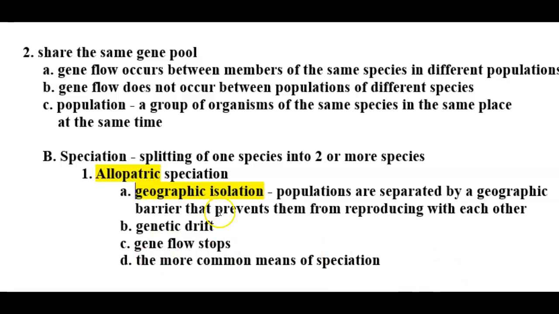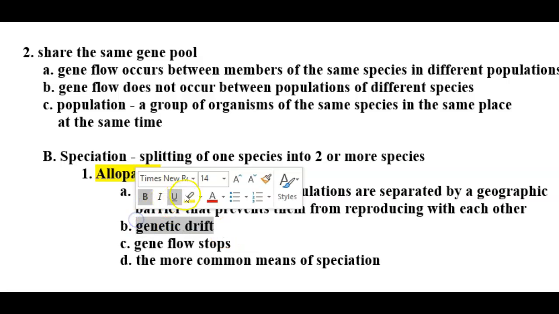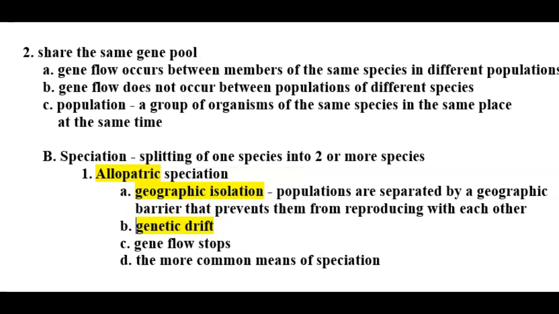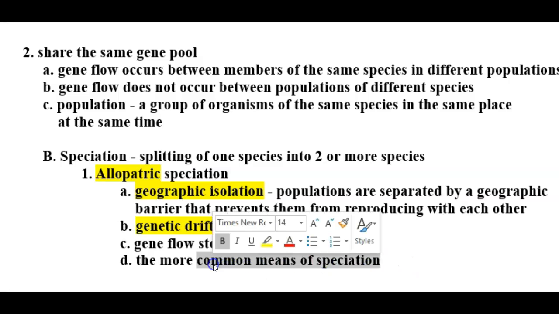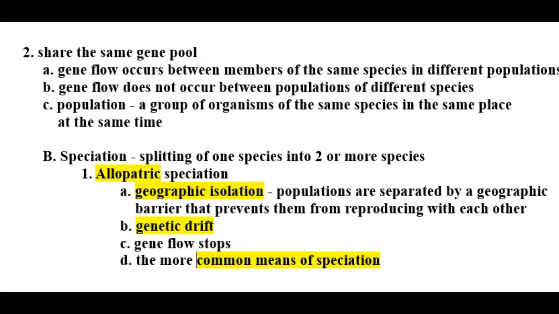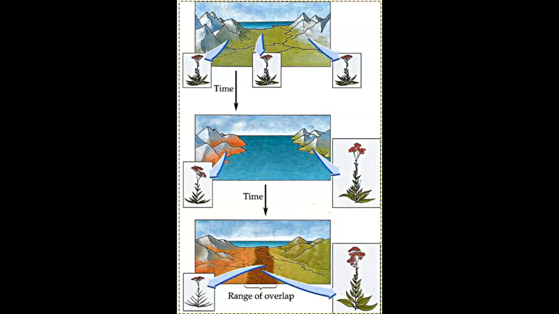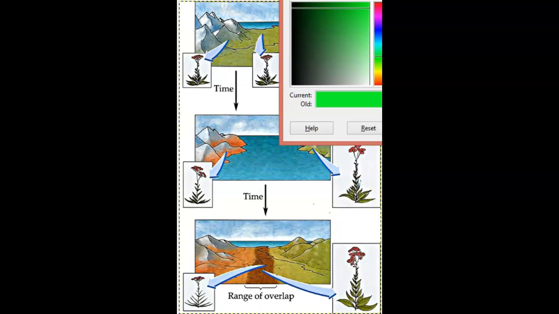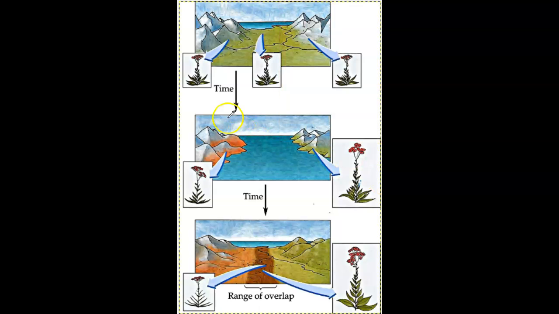and that could be because of genetic drift. Then gene flow is going to stop, so no genes leaving one population going into another. And again, this is the most common type. And let me give you an example. This is an example of allopatric speciation where there is some kind of geographic barrier. Let's look at the first picture, the one on top.